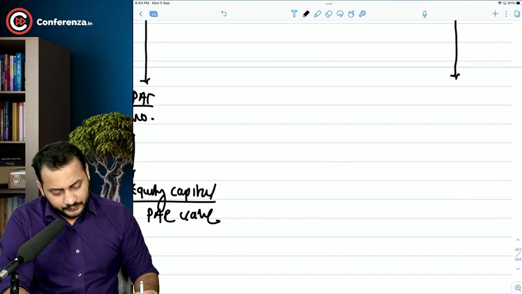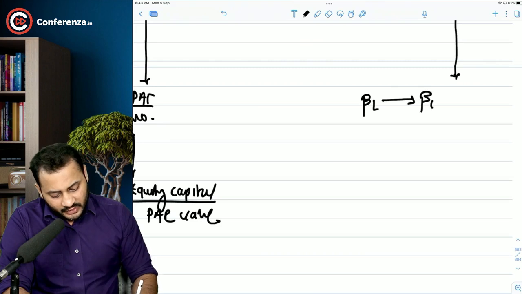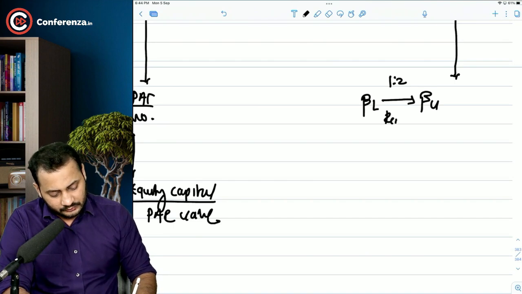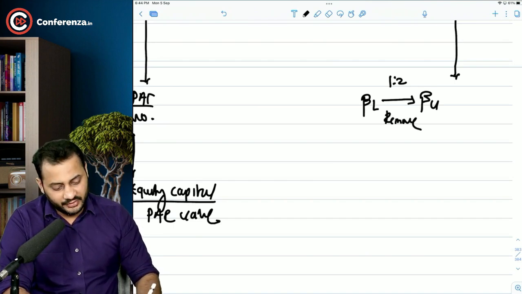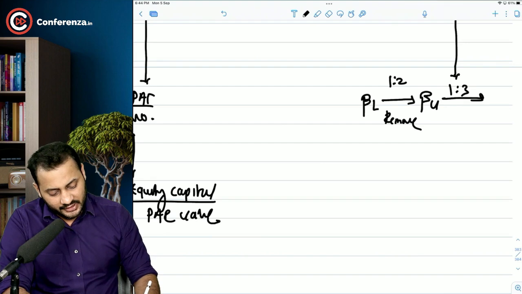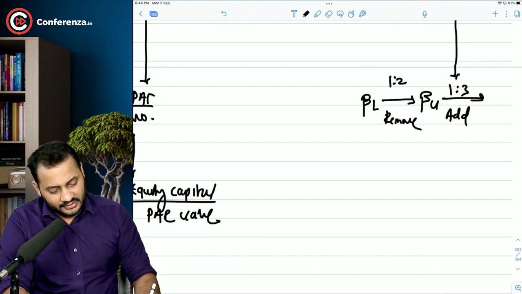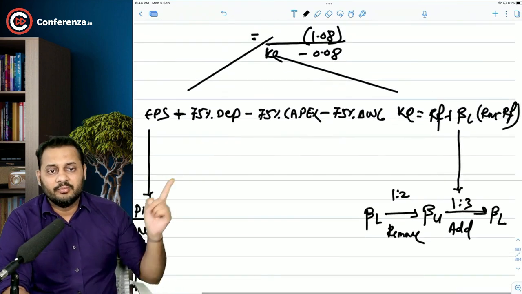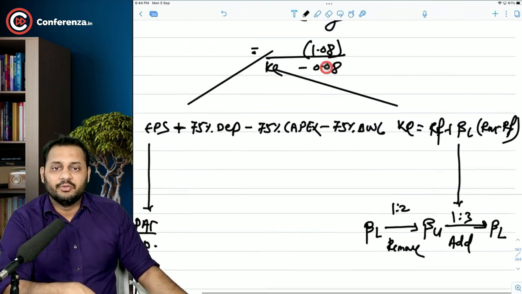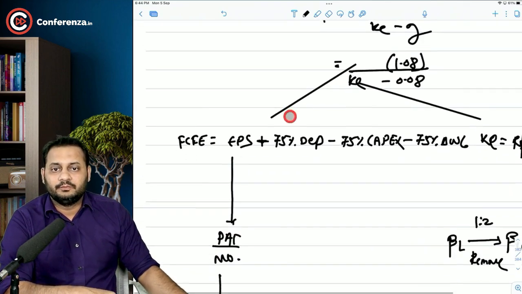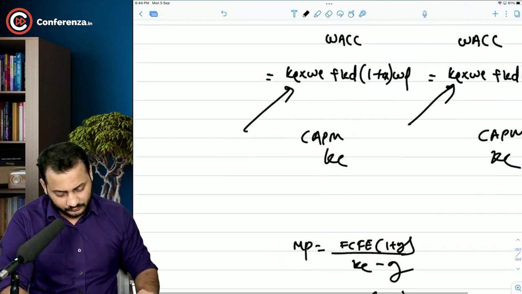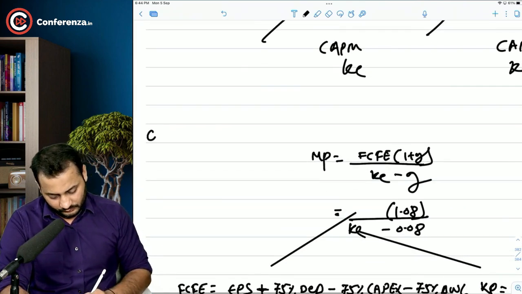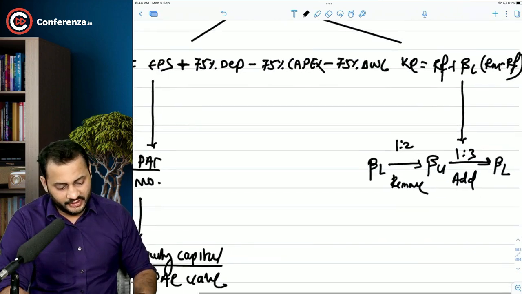What are we going to do? The proxy company's levered beta will be converted to unlevered beta. That means we are going to remove the 1:2 ratio of the proxy company's debt equity, and then we are going to add 1:3 risk or the debt ratio, and again calculate the levered beta. This levered beta will be used in the cost of equity, and then it will be used here. This is question number. Do you understand this procedure?